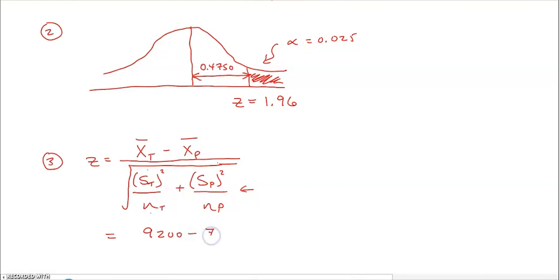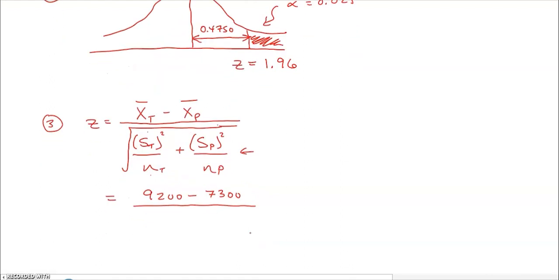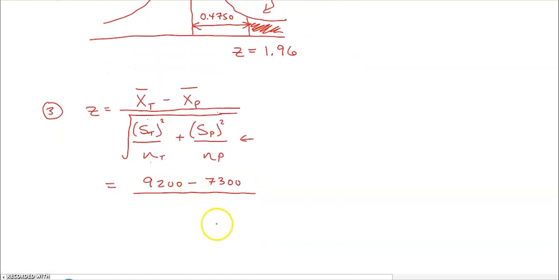Now, based on this information, I have the following: 9,200 minus 7,300 all over the square root of 1920 squared. And the sample size used there was 35. 1870 squared. And the sample size used here was 35 as well.